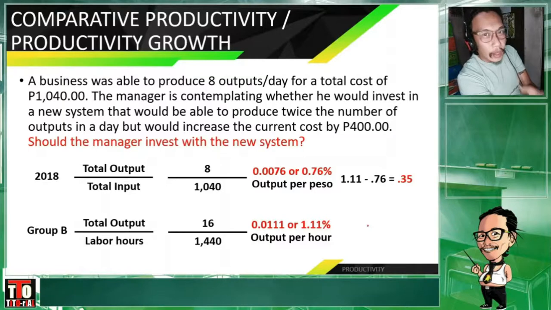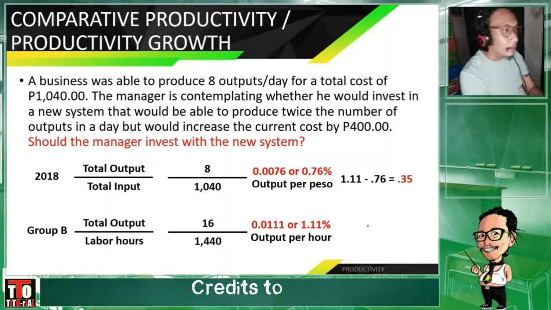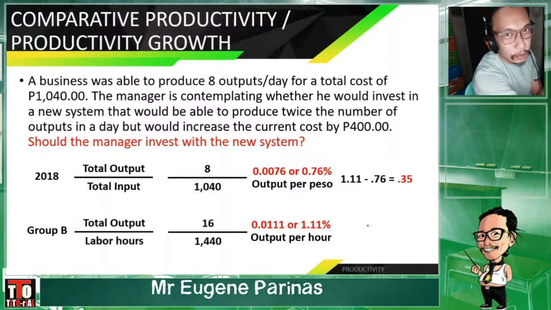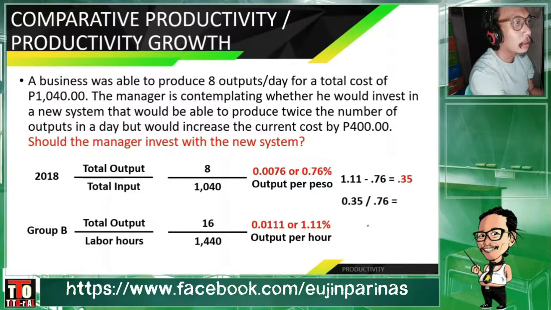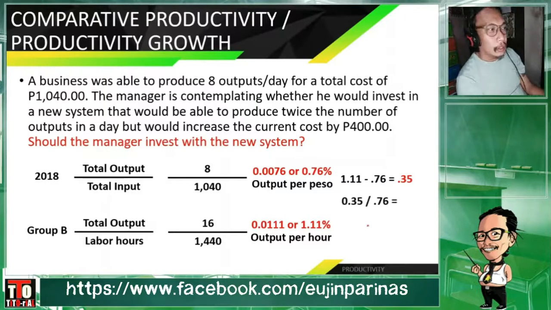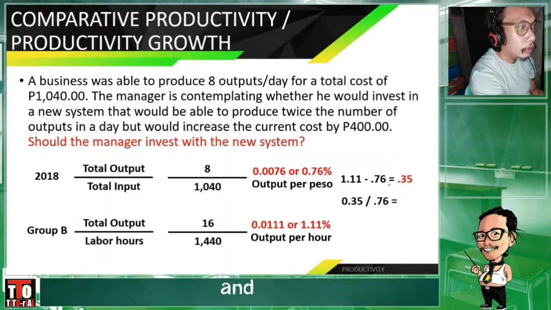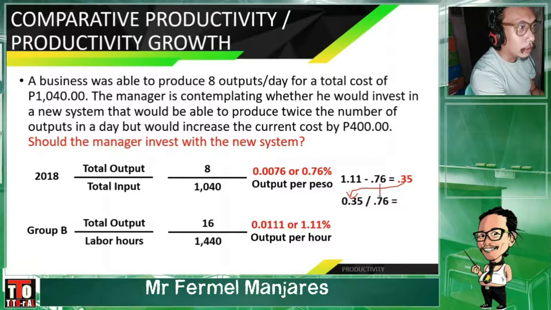Ngayon, if I am the manager, at gusto ko mag-improve yung productivity, paano ko ngayon i-present sa board yan nang ma-approve? Ito ang style dyan. Students, pwede nyo gamitin itong style na to. 0.35 is little, yes. Liit yan. Now, kung titignan ko ngayon, I will use this 0.35. Yan. And then, itong baseline na 0.76.